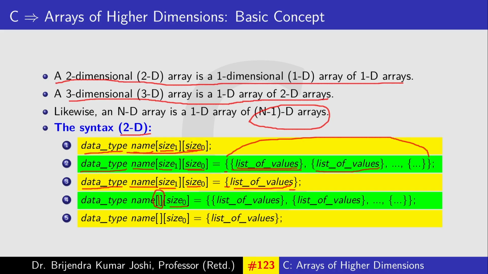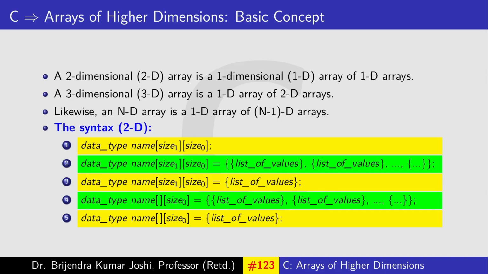And the next and final method of declaring and initializing the values is data type, name, and again you can skip the first size. You need not write a value here, but the opening and closing brackets are essential. Then size 0, and within a single pair of braces you provide as many values as you require, but the number of values must be equal to size 0 multiplied by some integer. So if you provide a wrong number of values, it will depend on the compiler. It may assume 0 or it may provide an arbitrary value.